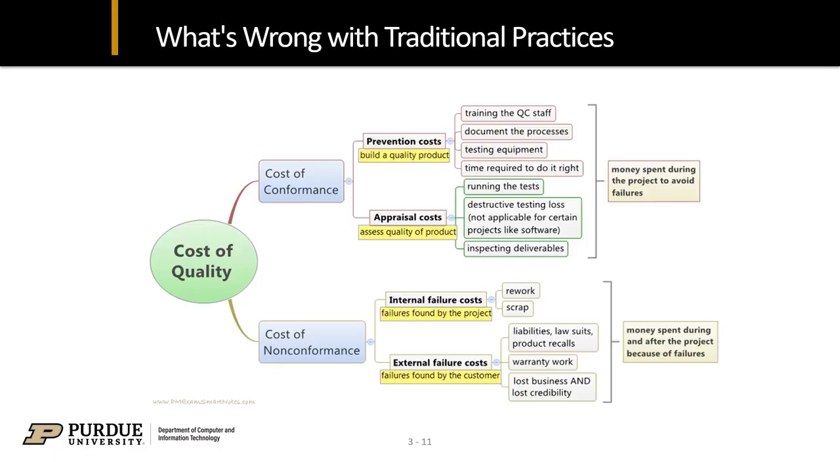Internal, we've caught the failure before it goes to the customer, and we have to scrap or rework or whatever we have to do. And external failure costs, well, okay, it got to the customer, it broke. Now we have warranty costs, we have lots of different product recalls, liability claims, customer satisfaction problems. So all these can now be quantified based on the work that Feigenbaum did, which has been very beneficial.